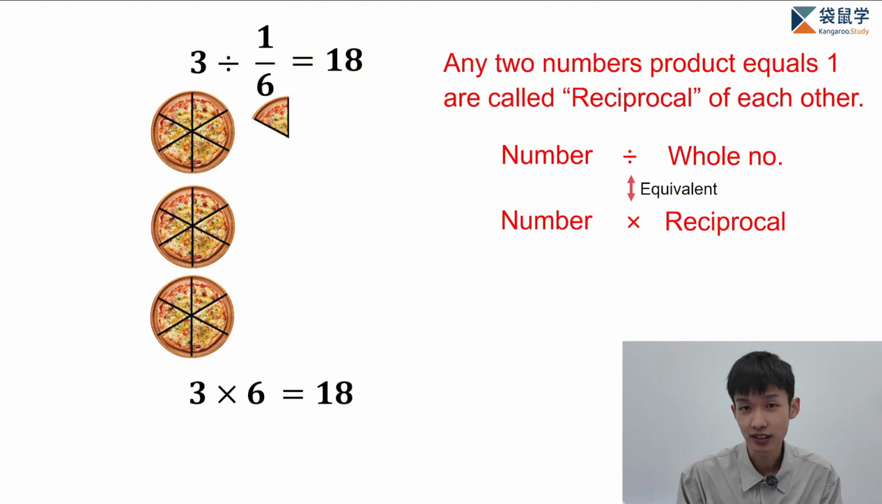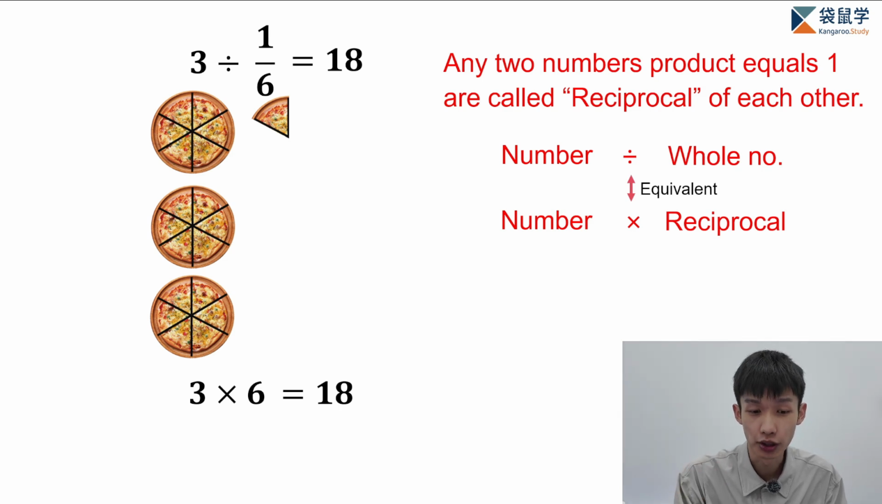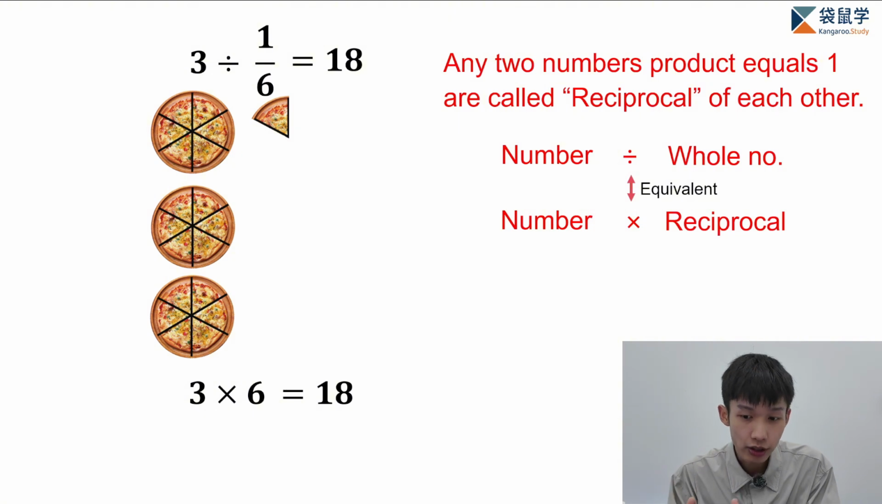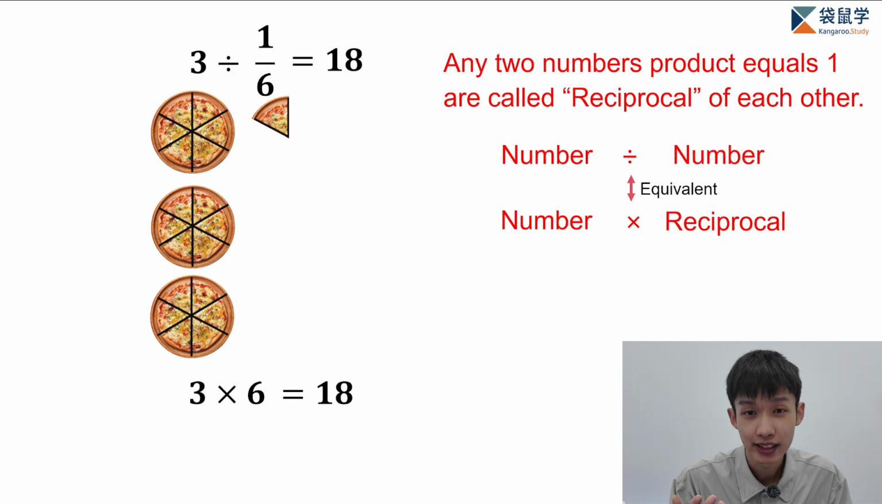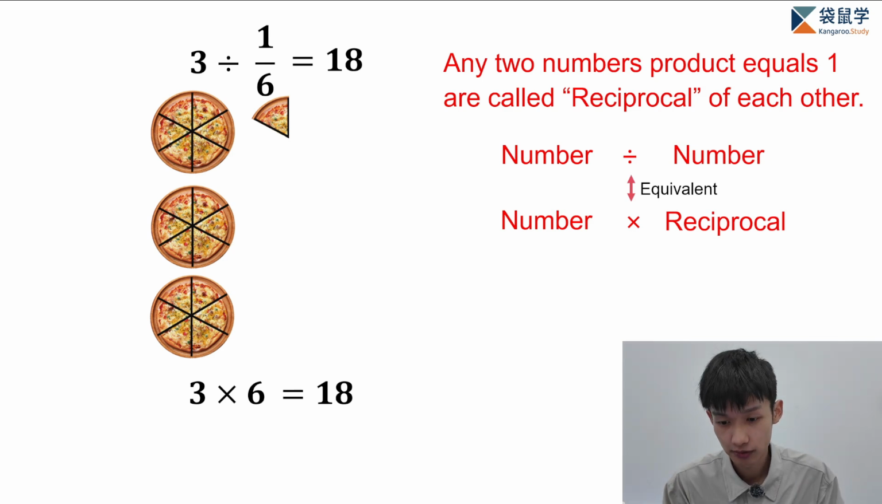And actually, the meaning is still the same. Divided by 1 over 6 is actually equivalent to times 6. And 1 over 6 and 6, the relationship is reciprocals. They are called reciprocals. So now, at this moment, the right side does not only refer to whole numbers anymore. It also refers to fractions. It actually refers to any number. So for any number divided by any number, it's actually equivalent to times its reciprocal.